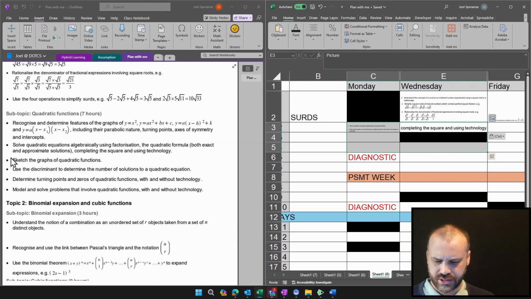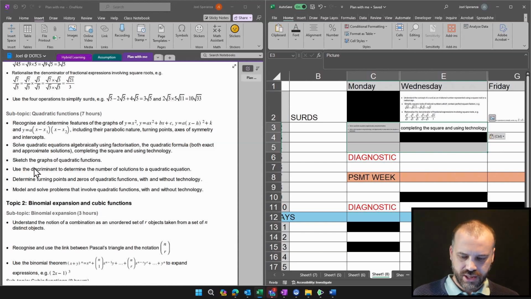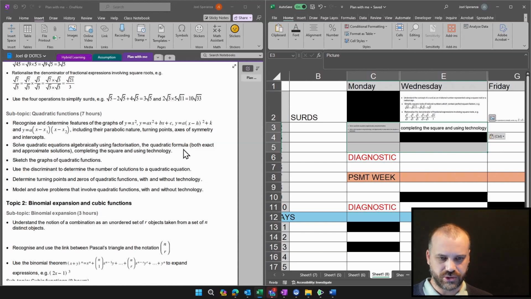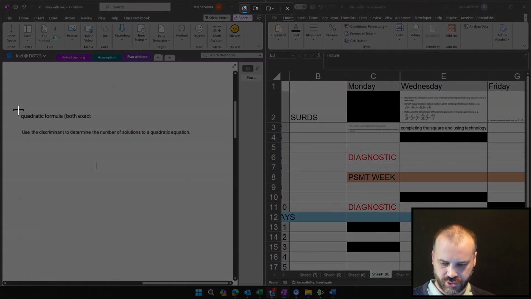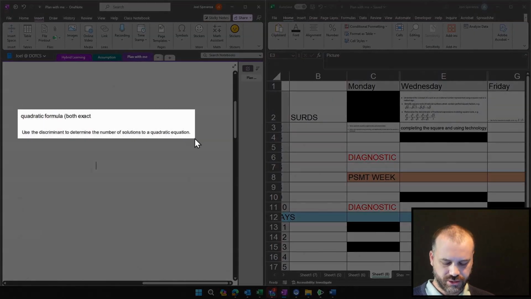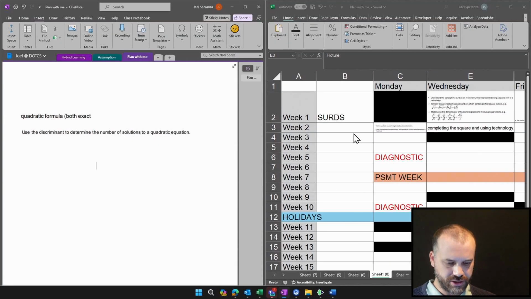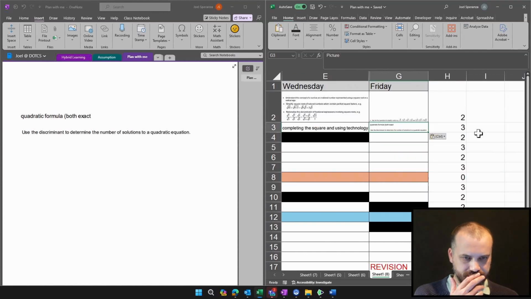I also noticed that it says dot point, use the discriminant to determine the number of solutions to a quadratic equation. So I can do that dot point at the same time that I'm doing the quadratic formula here. All right, so roughly speaking, we're going to do the quadratic formula and we're going to use the discriminant to determine the number of solutions to a quadratic equation. We're sort of hitting 1/3 of a dot point plus another full one in this lesson right here, this Friday lesson. Okay.